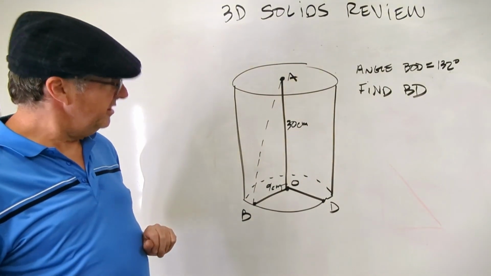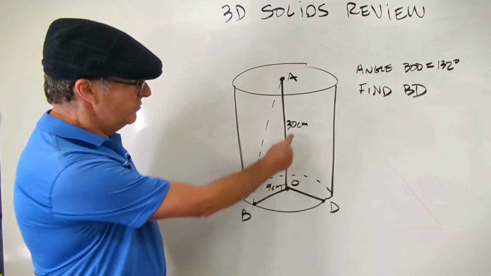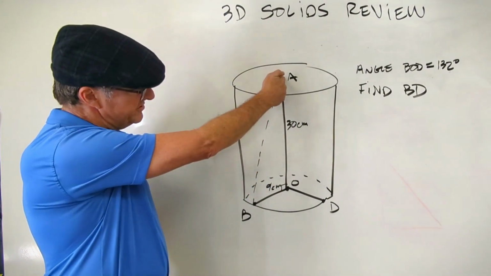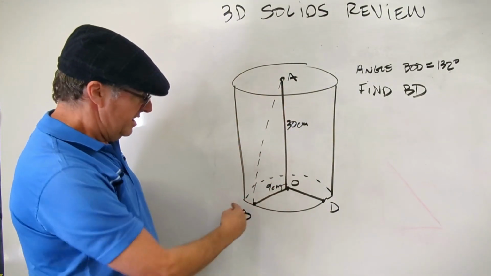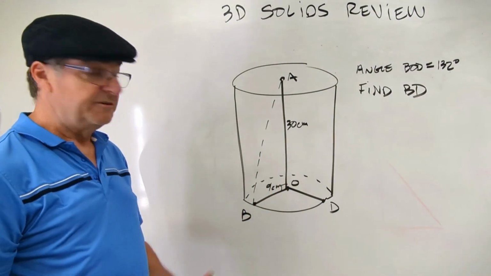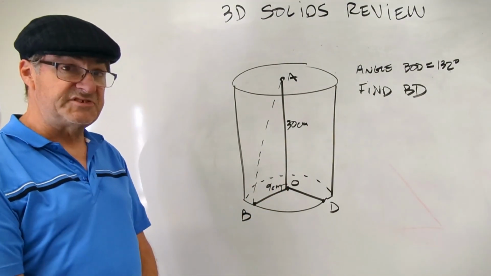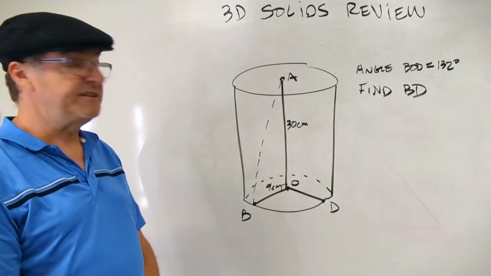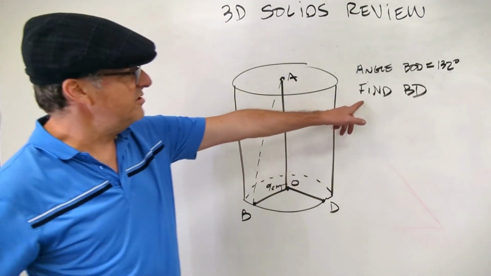So here we have a cylinder, marked some things on there. We've got a 30 centimeter height from the center of the top to the center of the bottom, and we've got a 9 centimeter radius of our cylinder. Okay, so that pretty much describes the cylinder. We should be able to calculate anything we need at this point. All right, so here's the question.